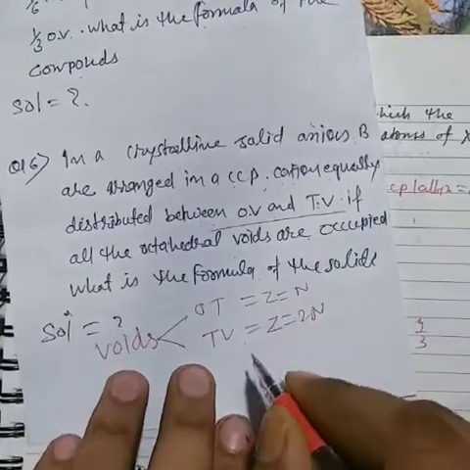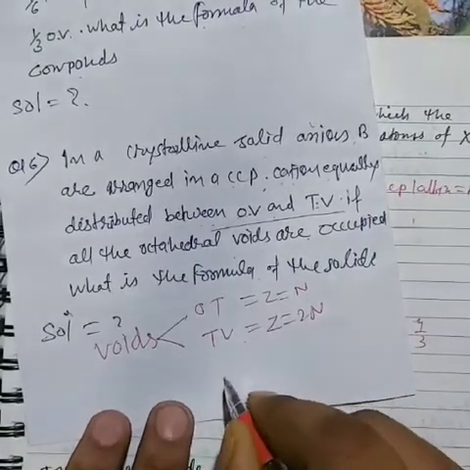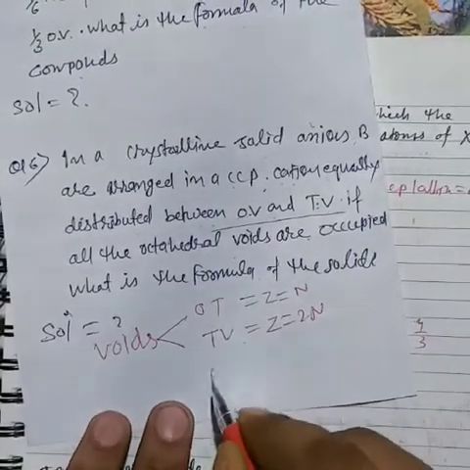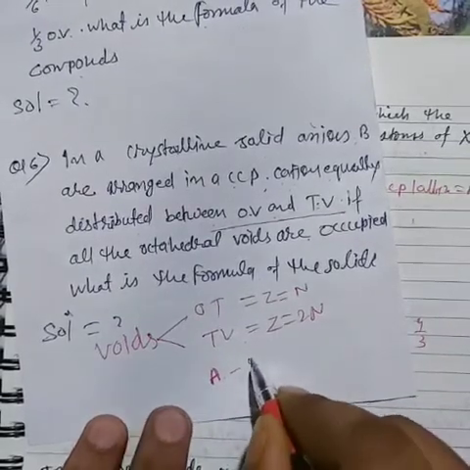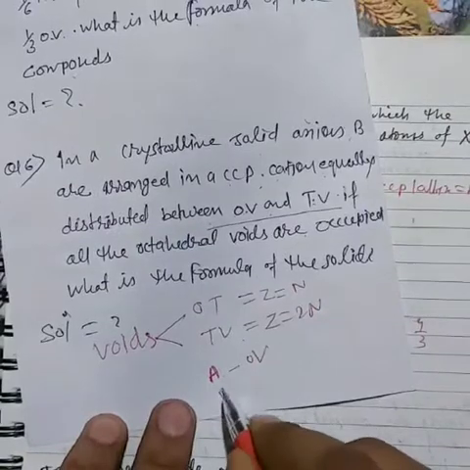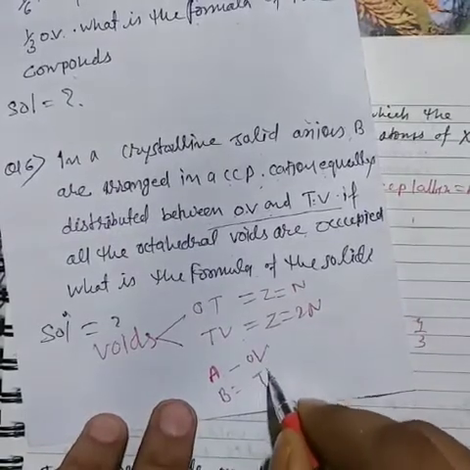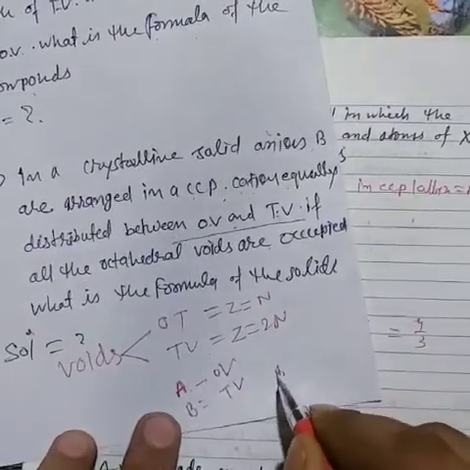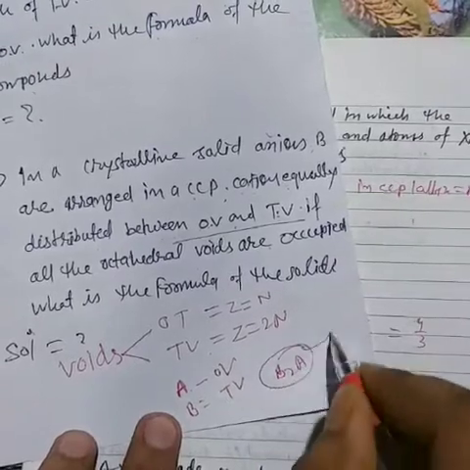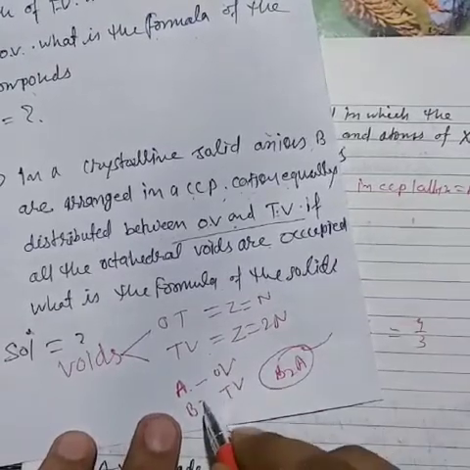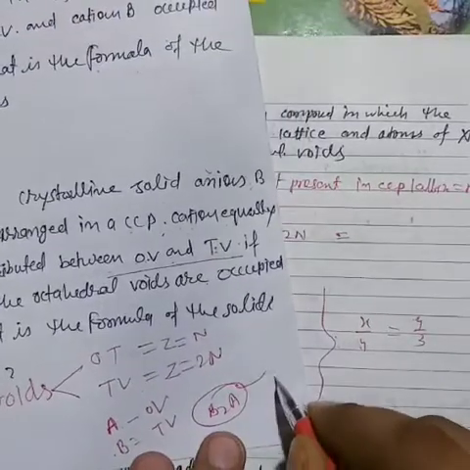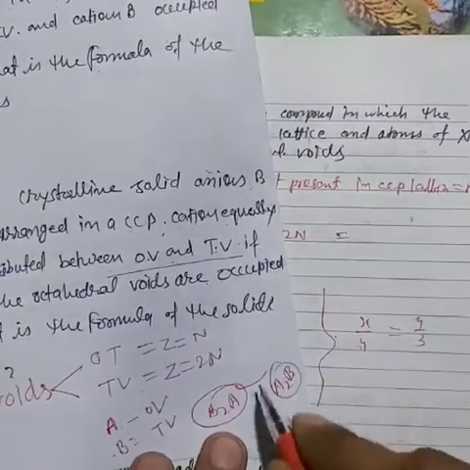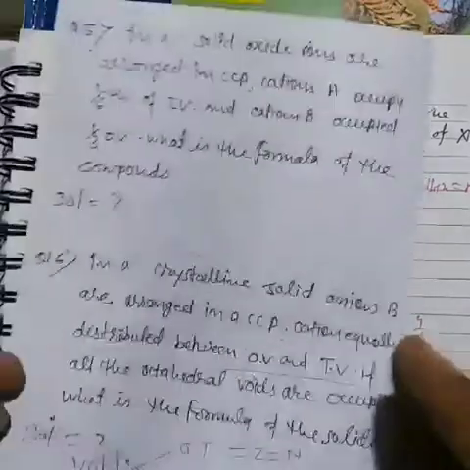Now the answer is that simply, as we know, if I consider A is octahedral voids and B is tetrahedral voids, so definitely it will be B2A answer. Now if you consider A tetrahedral and B octahedral, so it is A2B ratio. So here it is very important, students.